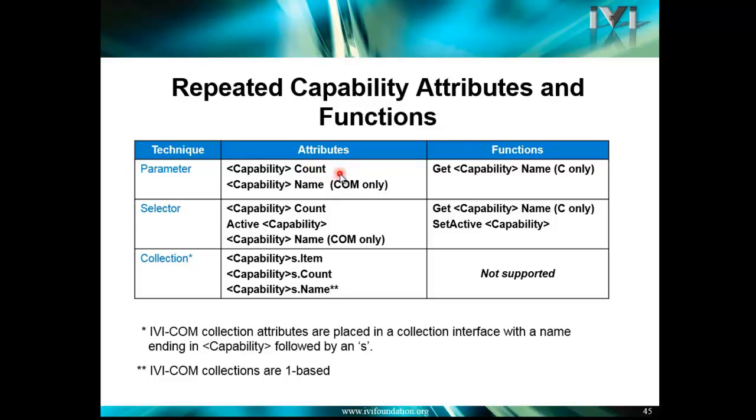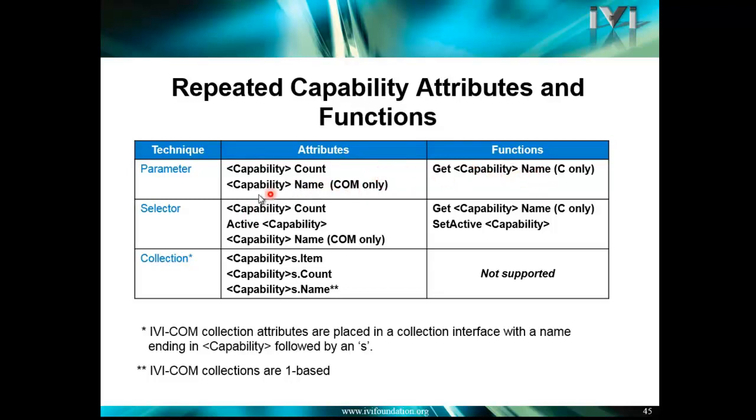Well, one of the needs that you have broadly is you want to have a way to find out how many copies of that repeated capability there are, and you want to have a way to find out what any given name is. And there are actually 2 ways to do that. One is more COM focused and one is more C focused. But in either case here, we're looking at a name attribute or a name function, however it's built.